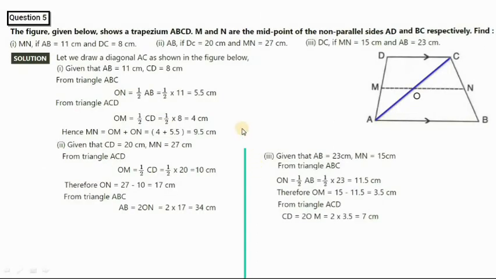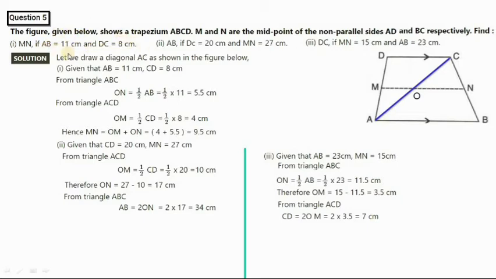Okay, let us have a similar question. Here also we have been given a trapezium where AB is parallel to DC, as we can clearly see from the figure. It is given that M and N are the midpoints of non-parallel sides AD and BC. So the midpoint of AD is given to be M and the midpoint of BC is given to be N. Alright, so we need to find MN if AB is equal to 11 centimeter and DC is equal to 8 centimeter.